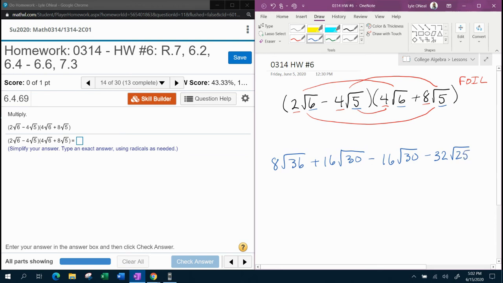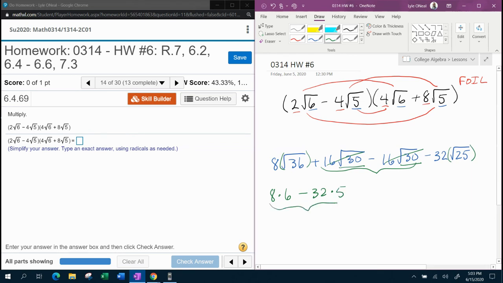And now that we've F'd it all up, we're going to see if we can simplify the radicals, okay? So I've got 8 times square root of 36, which is 6. Notice here in the middle, I do have like terms because these radicals are identical, okay? So 16 square root of 30 minus 16 square root of 30, those are the same but opposite. They're going to cancel. And then I've got minus 32 times square root of 25, which is 5.